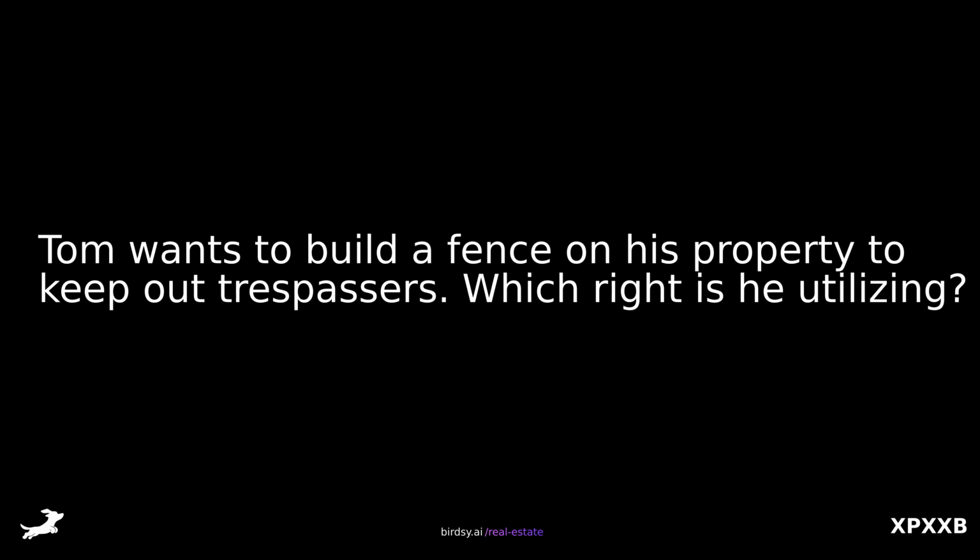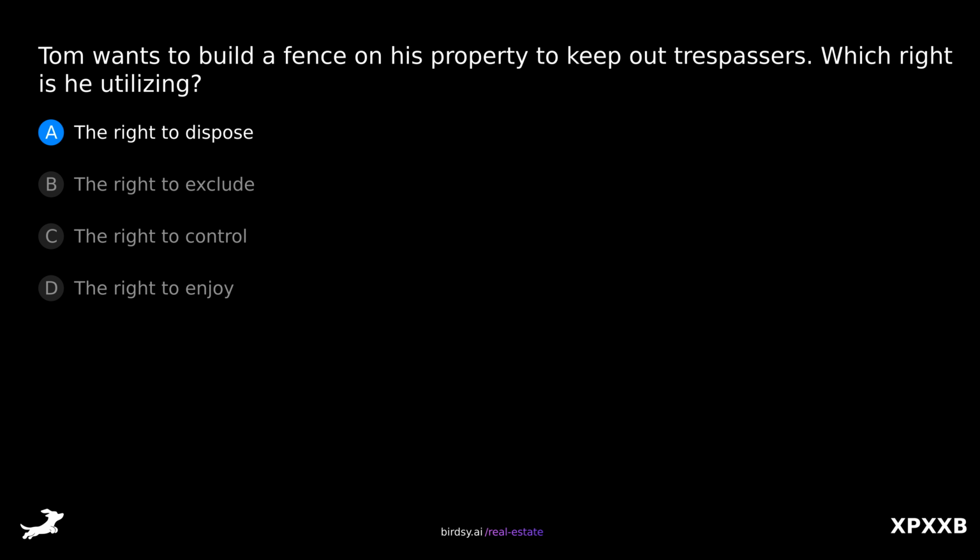Tom wants to build a fence on his property to keep out trespassers. Which right is he utilizing? Is it A, the right to dispose, B, the right to exclude, C, the right to control, or D, the right to enjoy? The answer is B, the right to exclude.